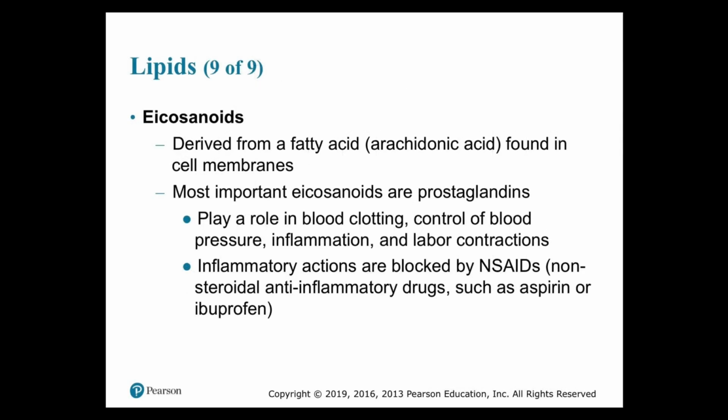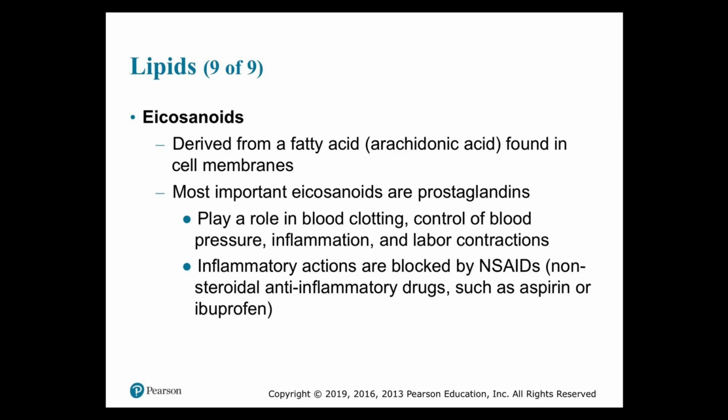Eicosanoids are lipids derived from arachidonic acid, which is a fatty acid that must be absorbed in the diet because it cannot be synthesized by the body. There are two major classes of eicosanoids, the prostaglandins and the leukotrienes, but we're only going to look at prostaglandins because virtually all tissues synthesize and respond to them. So prostaglandins play a role in blood clotting, control of blood pressure, inflammation, and labor contractions.